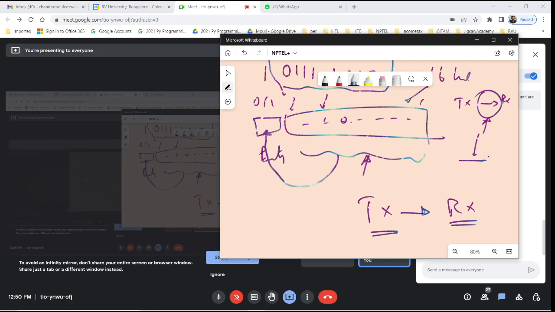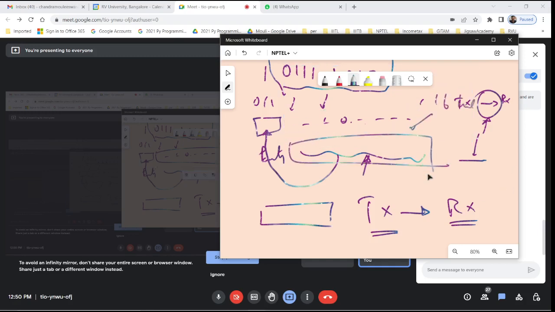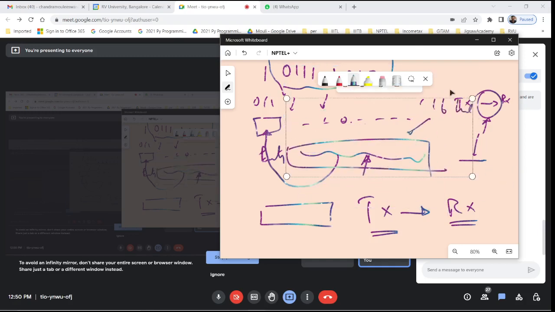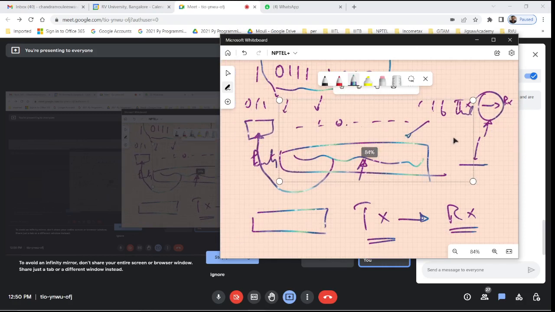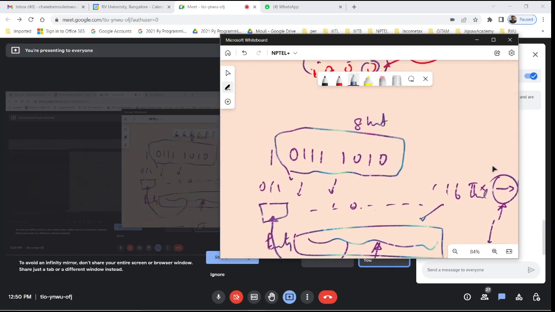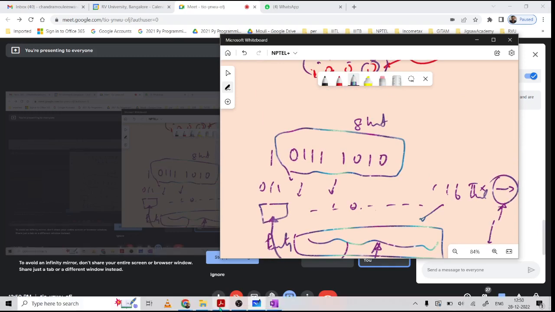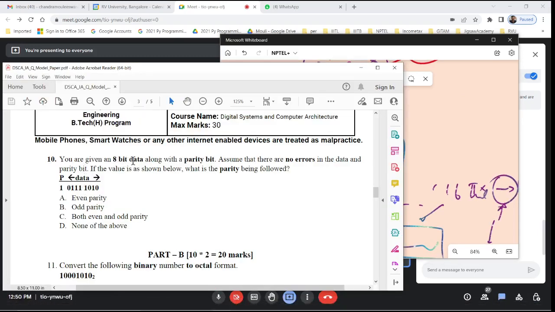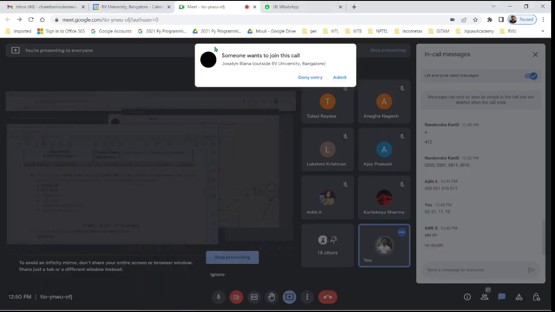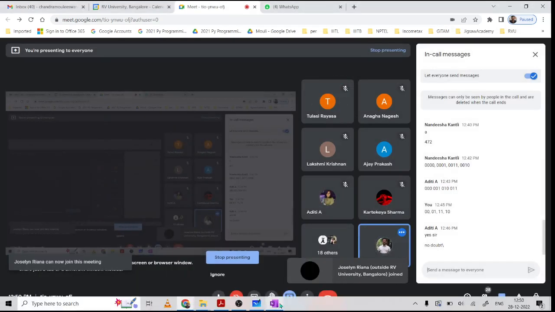But how does it find out? Let me tell you. Suppose I have 8-bit data. Let me take this data only. Now I want you to find out. Let me first read the question again. You are given 8-bit data along with a parity bit. The parity bit is generated based on this 8-bit data. Assume that there are no errors in the data and the parity bit. There are no errors in the received data.